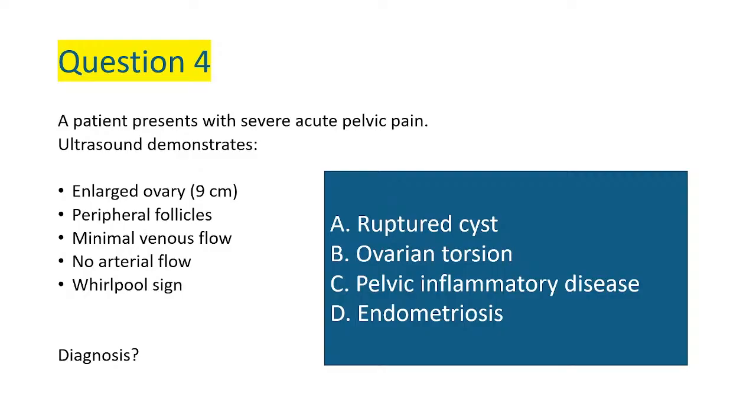A patient presents with severe acute pelvic pain. Ultrasound demonstrates enlarged ovary 9 centimeters, peripheral follicles, minimum venous flow, no arterial flow, and Whirlpool sign. So the keywords: no arterial flow and the Whirlpool sign. So this is in keeping with ovarian torsion. The Whirlpool sign is a characteristic sign of ovarian torsion.